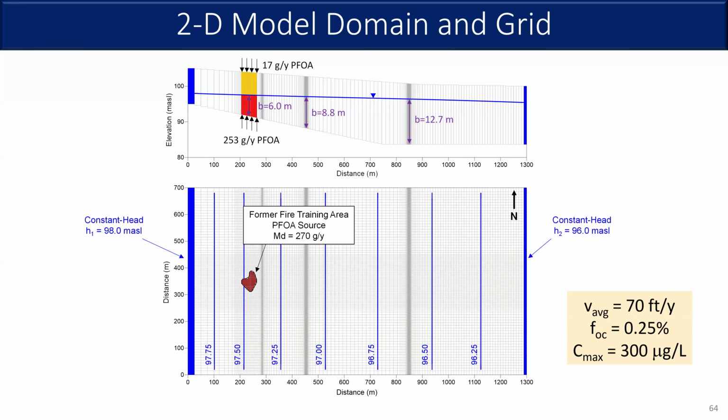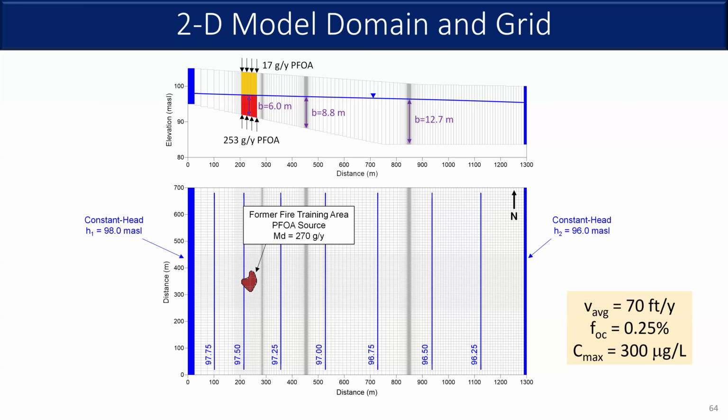So we took the source characteristics, how much PFOA mass discharge is really leaving the source area. We built a model, simpler hydrogeology than is actually present at the site. The whole purpose of this model was to look at representing the mass discharge and the concentrations of PFOA. The velocity is similar to what was at the site. The foc is similar. And we wanted to see, can we actually remediate this kind of a plume with these really high concentrations using CAC?